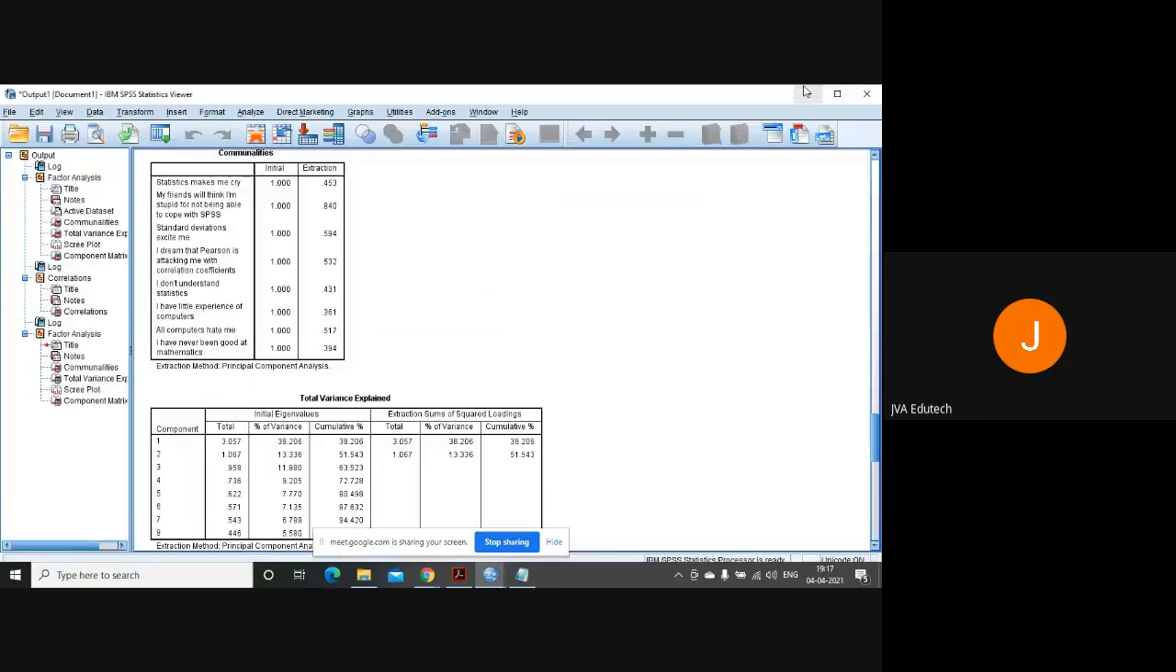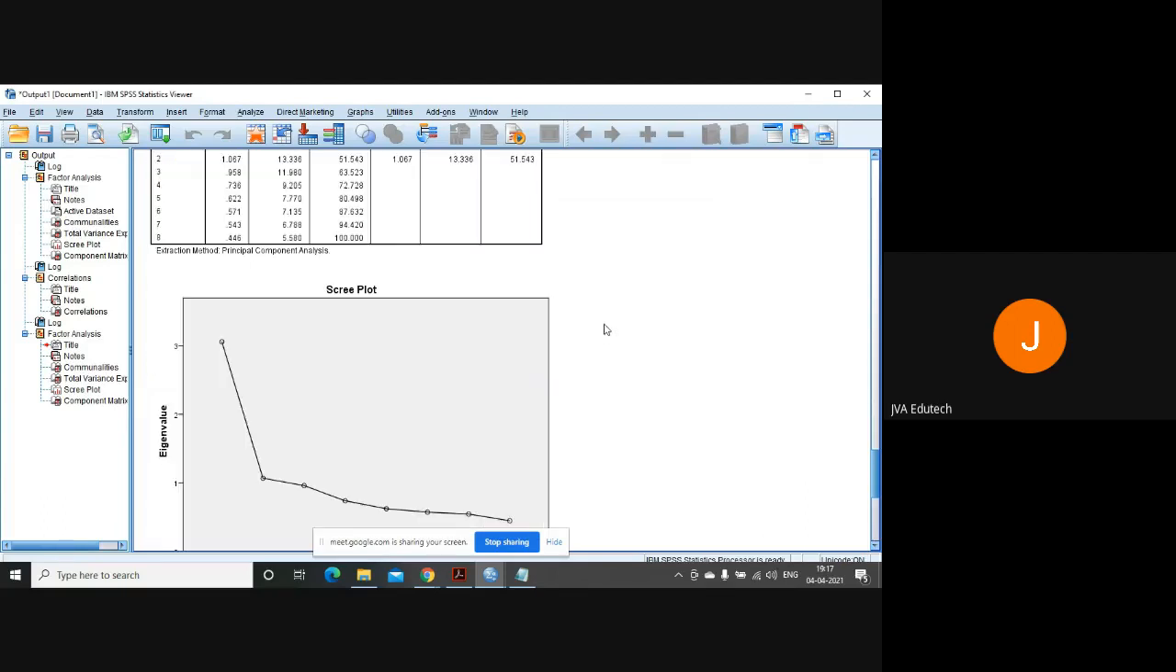So here, for total variance, you can see we are able to explain only 51%. So some of the variance remains unexplained. That's why you can see there is a difference in the commonalities value. Initially it was 1, but after extraction, it changed. So you need not report all these things.